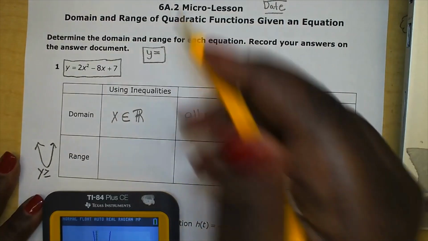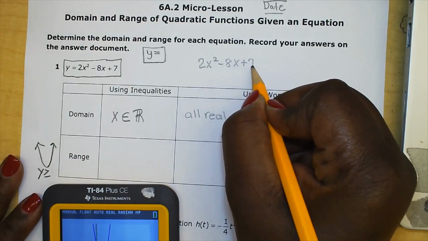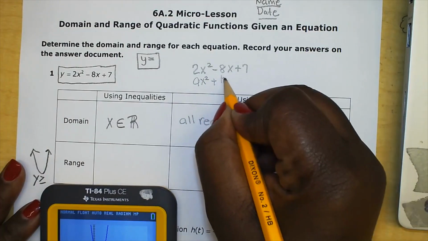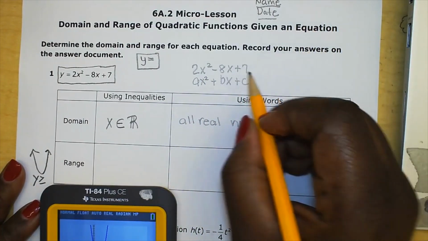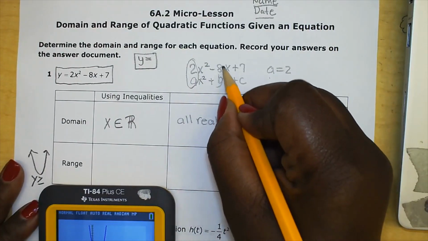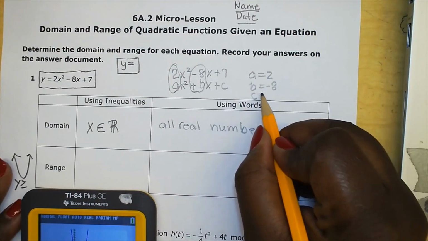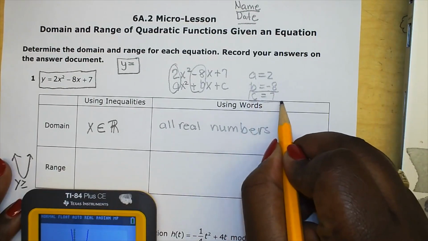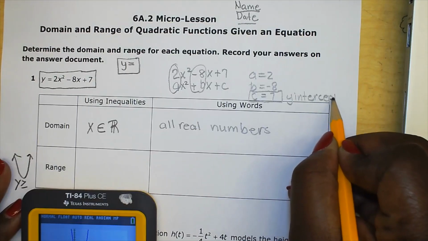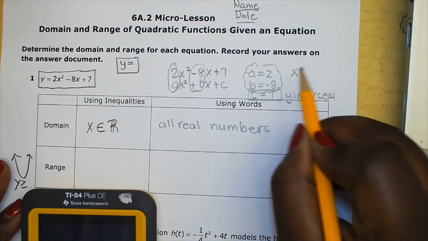The way you do that is you have your equation 2x squared minus 8x plus 7. This is modeled ax squared plus bx plus c, where we can see that our a value is equal to 2, our b value is a negative 8, and our c value is 7. The c value is always the y-intercept. That's just a little information, but we can use these values here to determine the x value of the vertex.